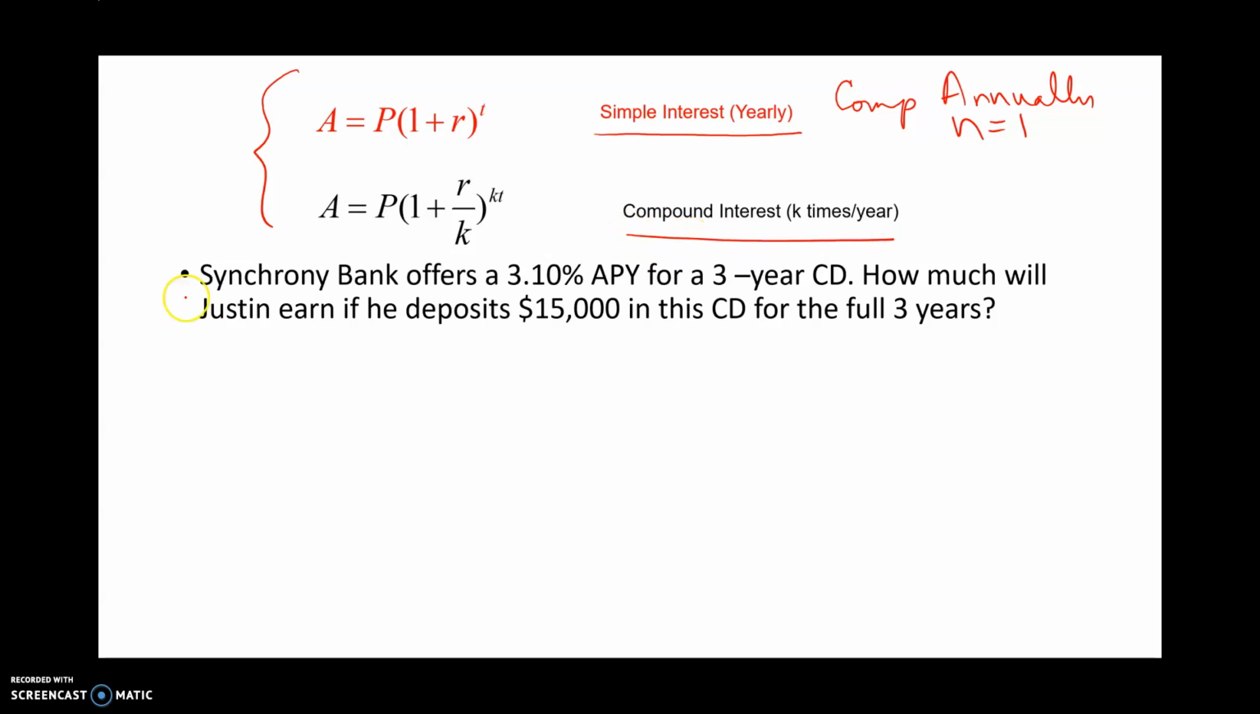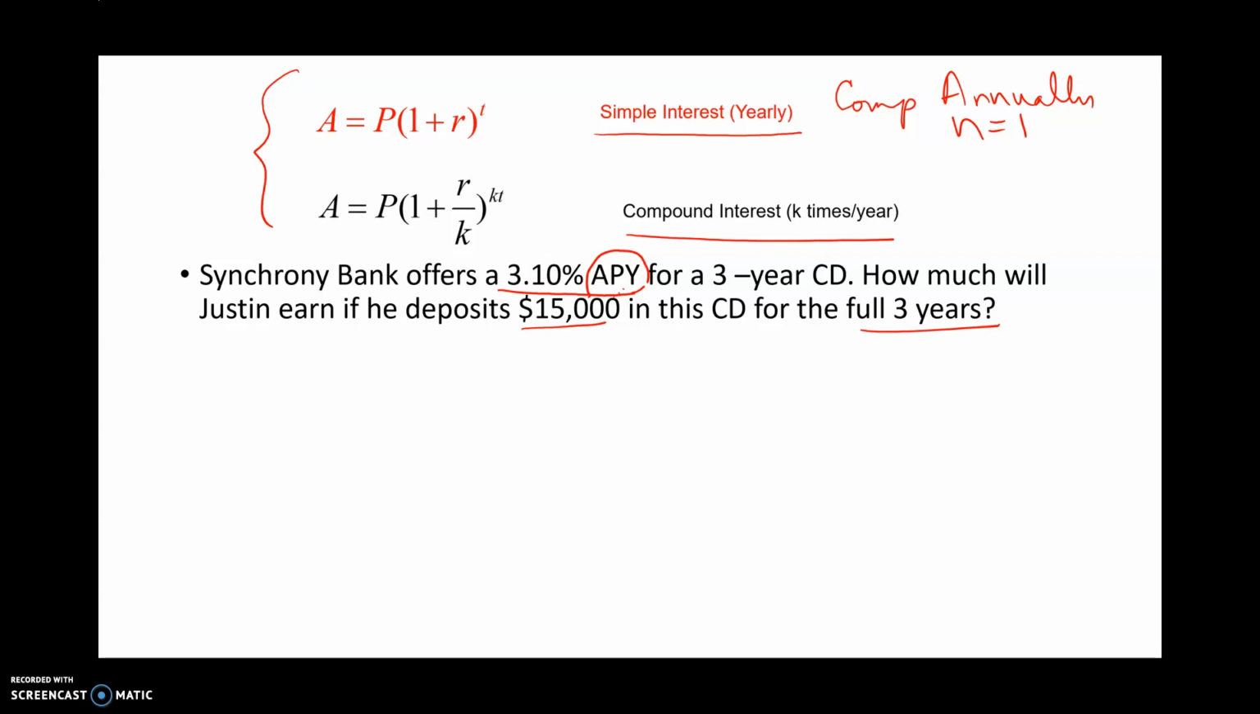So they're saying Synchrony Bank offers a 3.10% APY for a full 3-year CD. How much will he earn if he deposits this for a full 3 years? So notice they just gave us an APY. There's no talk of compounding. So that means this is compounding annually.